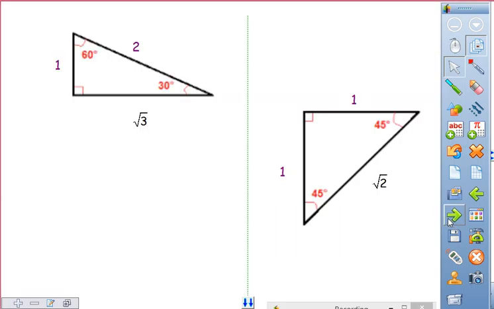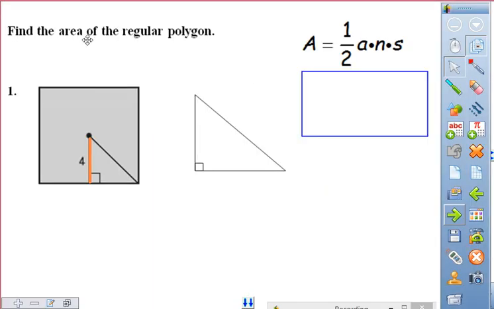Before we get going, let's review special right triangles. 45, 45, 90 is 1 to 1 to square root of 2. A 30, 60, 90 is 1 to root of 3 to 2. So here's our first regular polygon. We are given an apothem of 4. We're going to use the formula 1/2 apothem times number of sides times side length. So let's figure out what we know so far.